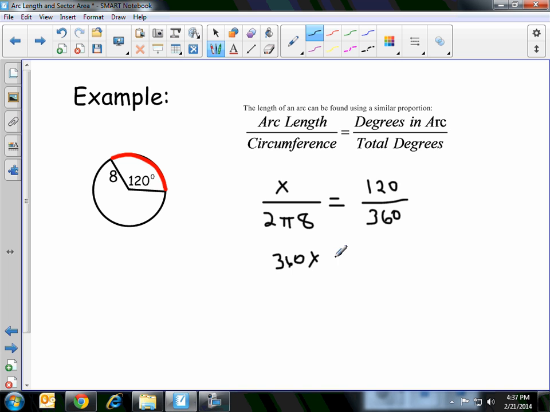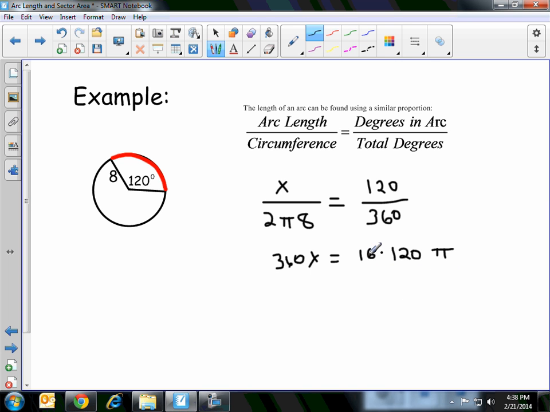We have 360x, and that's equal to these two values multiplied. 2 times 8 is 16, so I'm going to have 16 times 120 pi. Generally, I put the pi at the end. That's just a preference. You could write 16 pi times 120. You can certainly do these multiplications in any order, especially if it's on the same side of the equal sign.